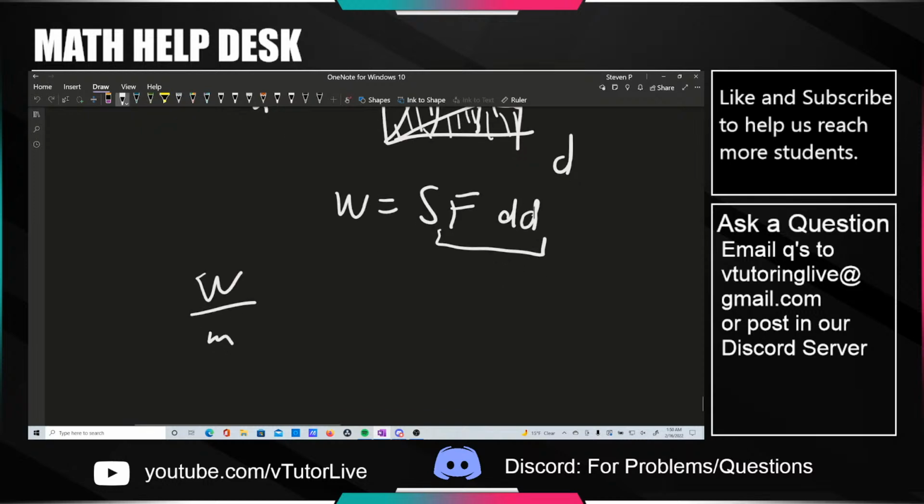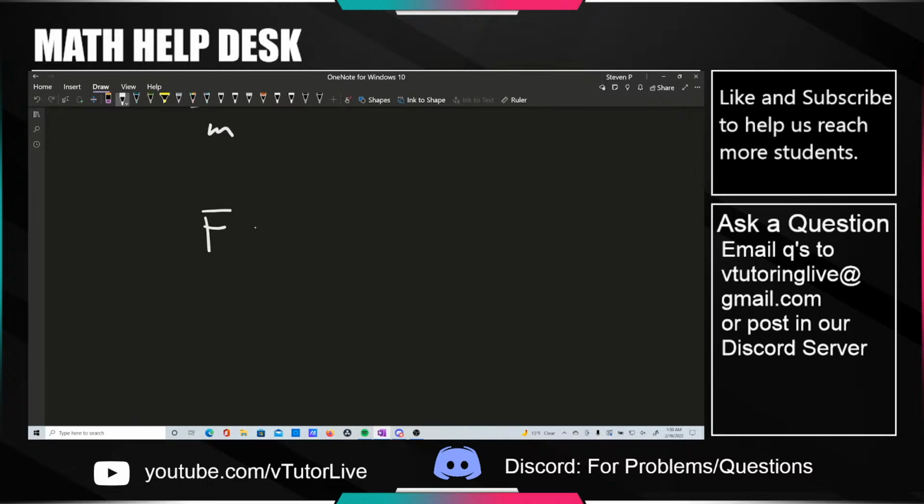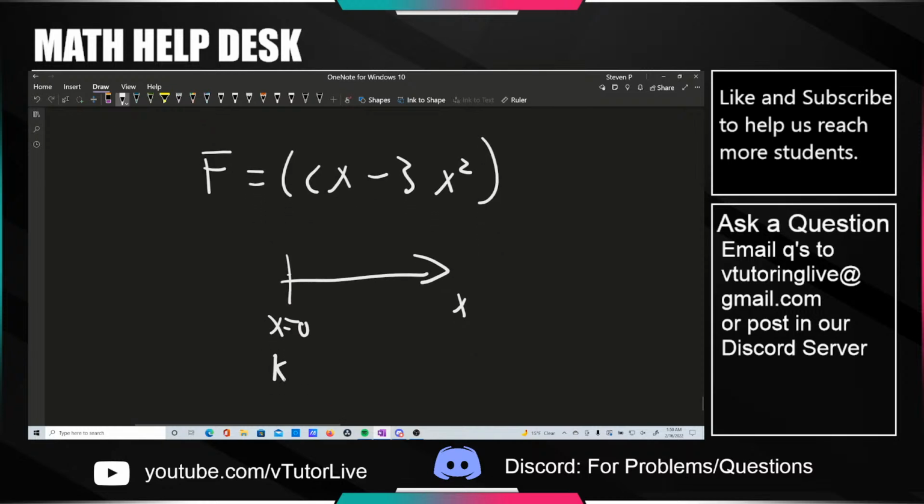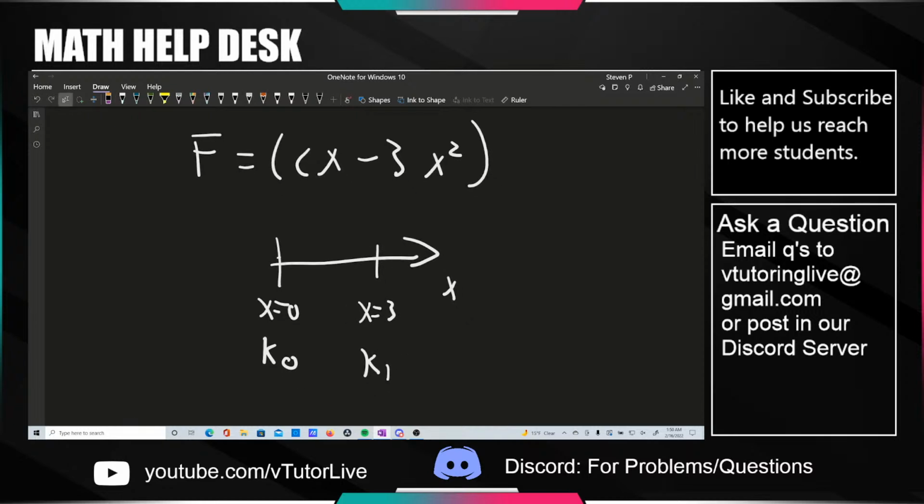Okay, we keep going. I don't even know what problem this is, but the force is equal to cx minus 3x squared, or something like that. A particle moves along the x-axis, and c is a constant. At x equal to 0, we know what the kinetic energy is, so let's call that k naught. And at x equal to 3, let's call the kinetic energy k1. So we know that as well. And you're basically being asked to find out what c is.